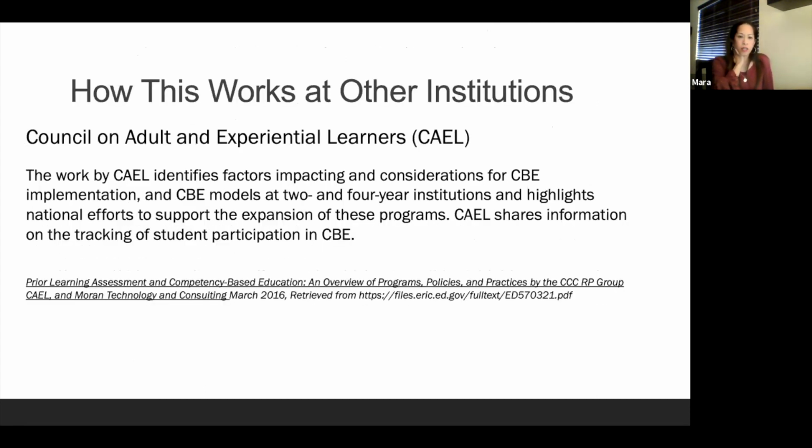And then finally, how this works at other institutions. There is a repository as we go along here. The Council on Adult and Experiential Learners, CAEL, collects information on these types of initiatives and models. I know that they have been giving guidance on how to do CPL, credit for prior learning. And so for CBE, they will also be collecting and tracking student participation. So this is a place where we can go to look for information if we decide to expand this out in our own district. I think that's it. Thank you, Mara.